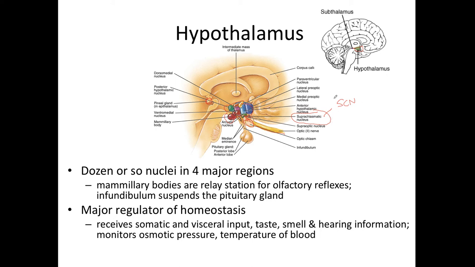So, SCN, super cool. If you want to learn more about it, I suggest you give it a Google. Google Scholar, though, not regular Google. So there's a dozen or so nuclei all crammed into this tiny little region. These red guys are the mammillary bodies, and these are a relay station for olfactory reflexes. And you may have noticed that in your sheep brains, the mammillary bodies were really big compared with those on the humans. So let's write that down.